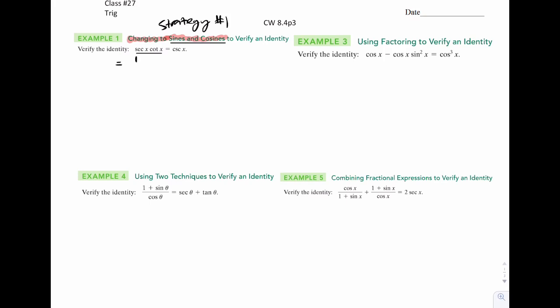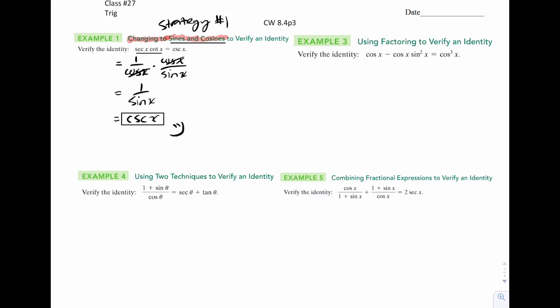So secant is 1 over cosine. Cotan is cosine over sine. Take a look and notice how the cosines will cancel out. We are left with 1 over sine, which is cosecant, which is exactly what we wanted. Let's put our happy face.